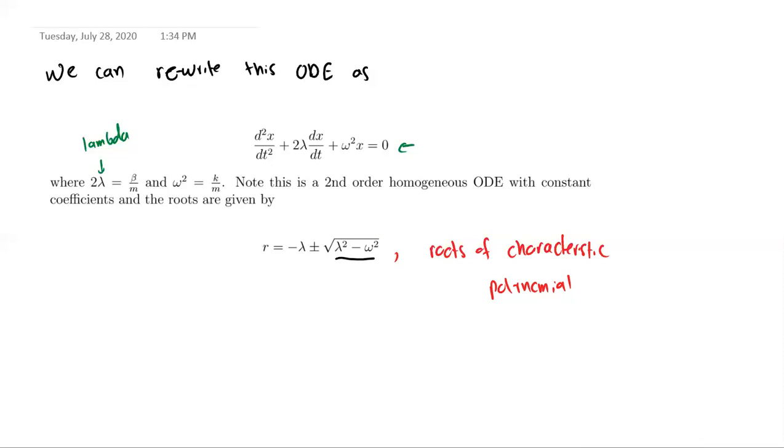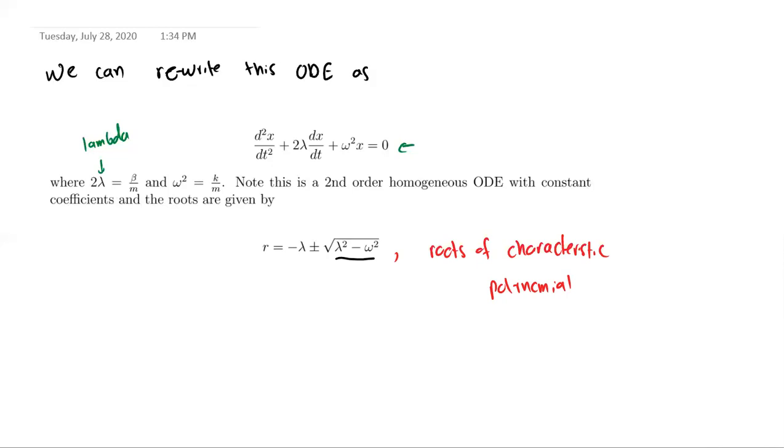If what's inside the square root, which in this case is lambda squared minus w squared, is greater than 0, we get 2 distinct real roots. If it's equal to 0, we get 1 root of multiplicity 2. And if it's less than 0, then we're taking the square root of a negative number, right? So then we get 2 complex roots. So really what's determining what's going on is this relationship between lambda squared and omega squared.